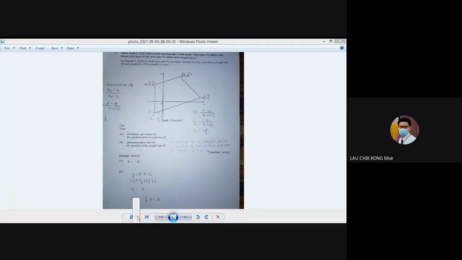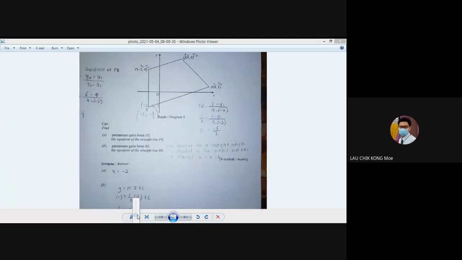So we have the coordinate of P, negative 2, 4. So the x coordinate here is negative 2. So we just give the answer for the equation of the straight line PS is x equals to negative 2. You are correct. x equals to negative 2. And then number 2, you are asked to find the equation of the straight line RS.